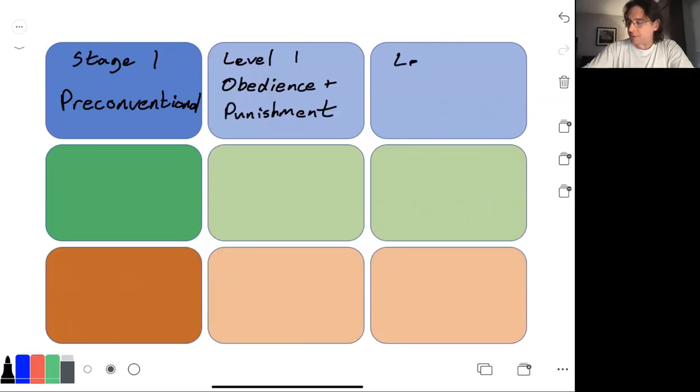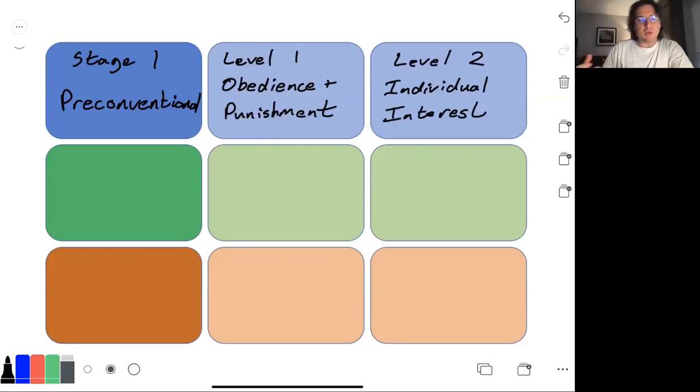I'll put this off to the right of level 1. And level 2 morality is called individual interests. Okay, individual interests, because now we're taking an interest in ourselves, because we want what we want, and we're bending the rules, bending the scheme, if you will, just to serve our self-interest, right? This is for people who are at this level. They're driven by self-interest and rewards for that.